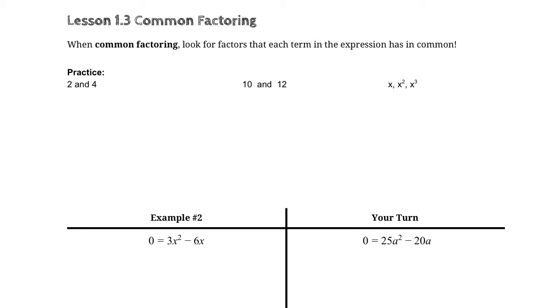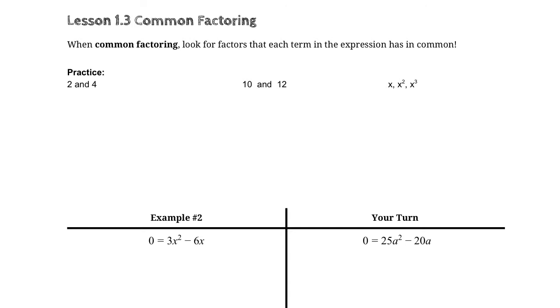So before we actually try an example, we are just going to practice first identifying common factors. So I've got 3 different sets here, and we're going to take a look at each set and list out all of the factors and then find the factor or multiple factors that they have in common. So let's start with 2 and 4.